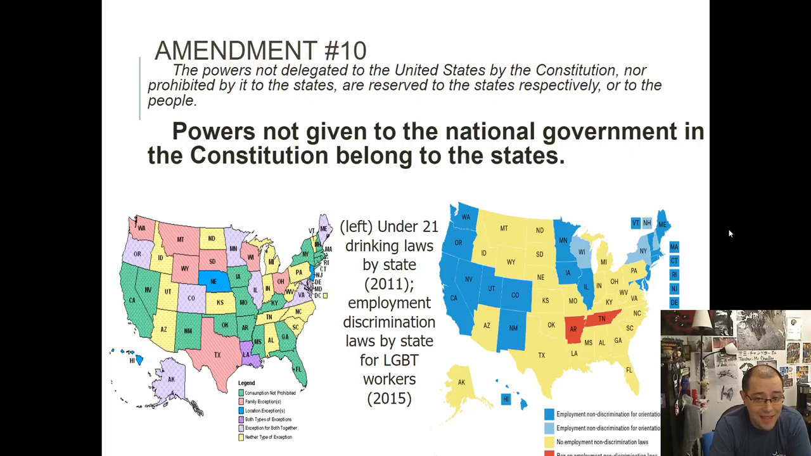All right, and that is the Bill of Rights. There's a whole bunch more amendments. By the end of the school year, you're going to learn all but like 3 of them. So there's 27, so buckle in for that.